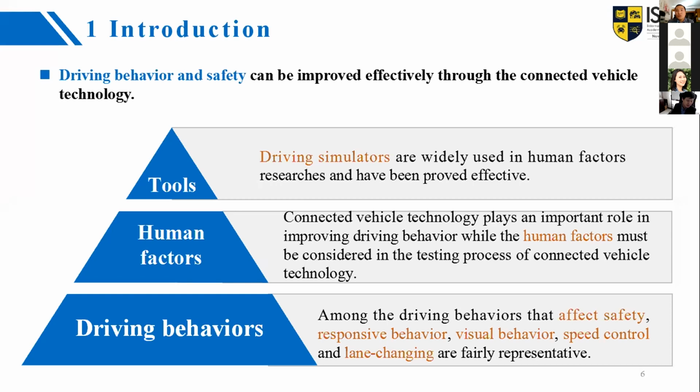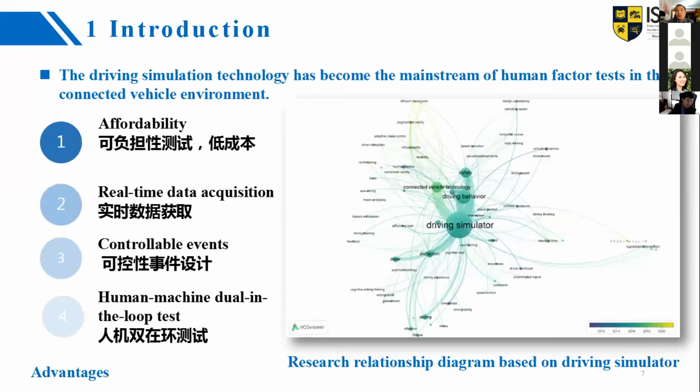Meanwhile, we make a research relationship diagram based on driving simulator. The driving simulation technology has become the mainstream of human factor tests in the CV environment. It has several other advantages, such as affordability, real-time data acquisition, controllable events, and human-machine in-loop test.